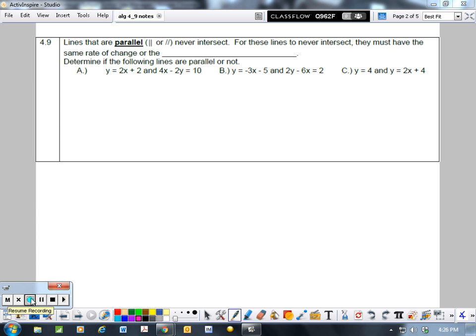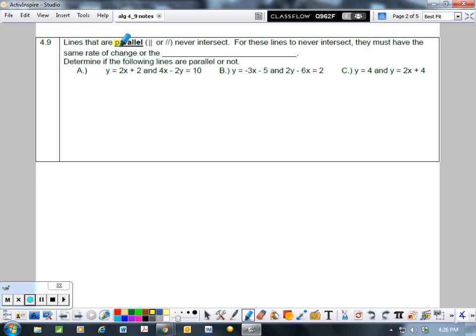Okay, so now we're going to go ahead and look at special relationships between lines. And this is something that's going to follow you into geometry and beyond. And the first thing we're going to talk about is parallel lines. Now, parallel lines are lines that will never intersect each other. They're in the same plane, but they just run totally parallel to each other. So they run side by side, so they never ever touch.